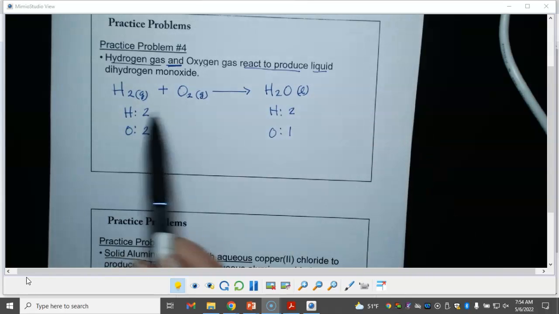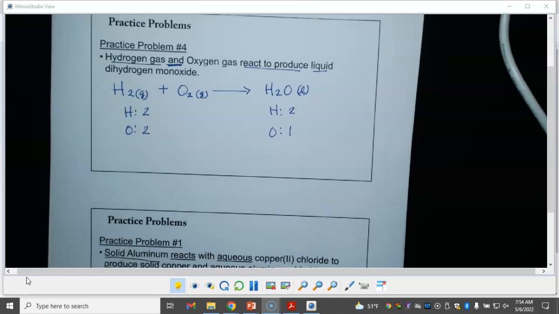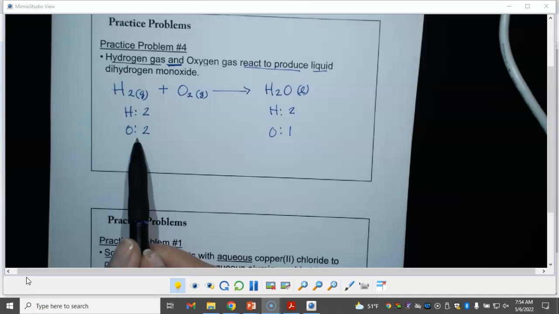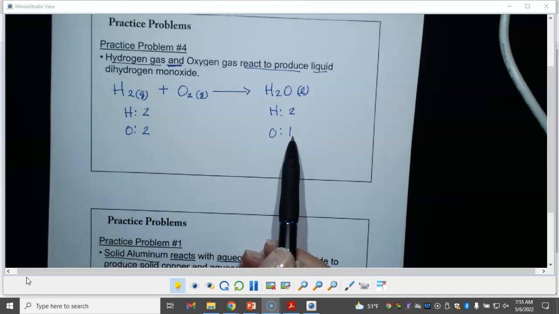Now, if I had equal amount of each atom on both sides, it would be balanced, and it would show the law of conservation. Okay, right now it's not balanced. Okay, our hydrogen are good, but our oxygen needs fixing. Okay, if I have 2 oxygen here, I'm going to try and get 2 oxygen here.